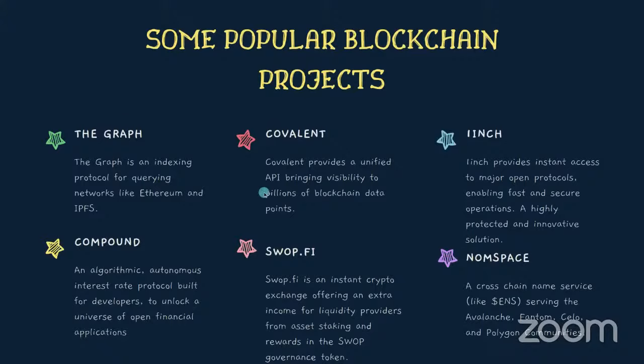Then we have Compound. Compound 2 is just like Aave. It's an algorithmic and autonomous interest rate protocol built for developers to unlock a universe of open financial applications. So just like Aave, you can use Compound to lend and borrow and do other DeFi operations too.